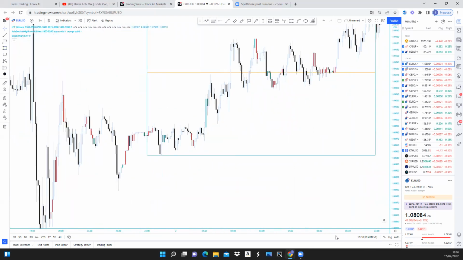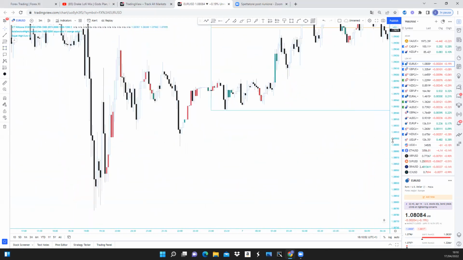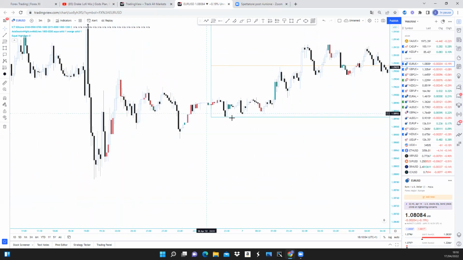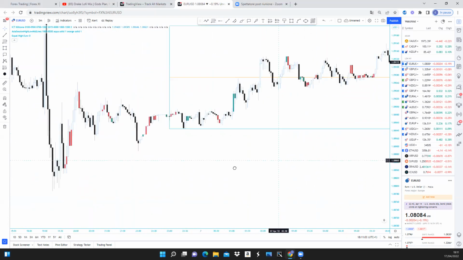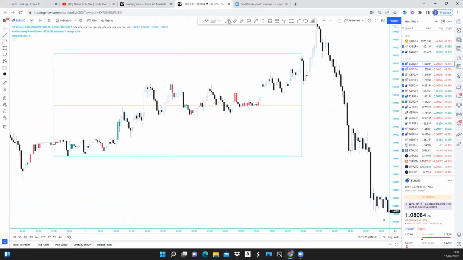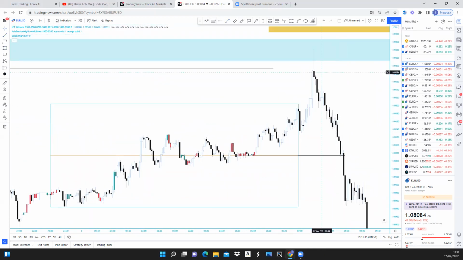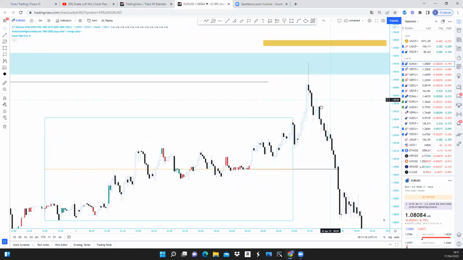We zoom in right here, and we can clearly see the red ones are equal lows, the green ones are equal highs. We can clearly see that here there are equal lows, but they were taken out already. So the liquidity of these equal lows was taken already. But here there are equal lows, they were taken out already. Here there are equal lows, they were never taken out. So price tends to come to this area. And this, of course, is already good profit.